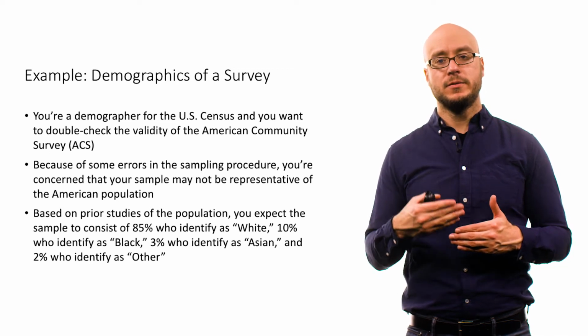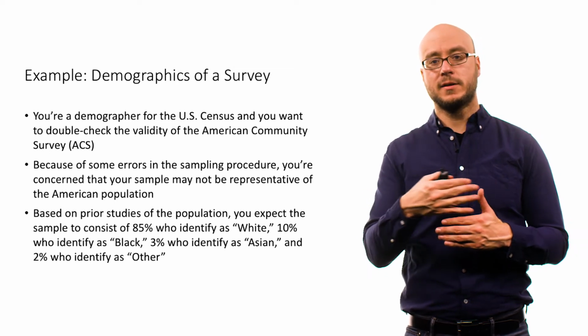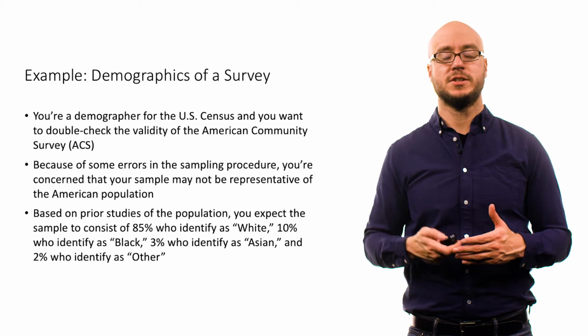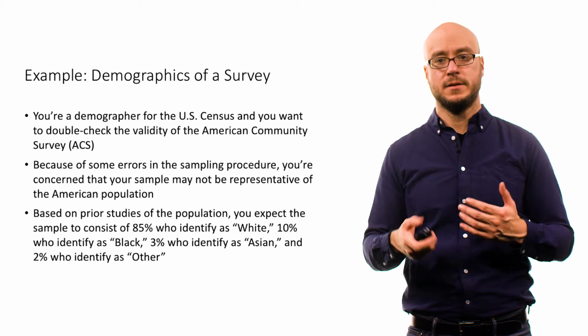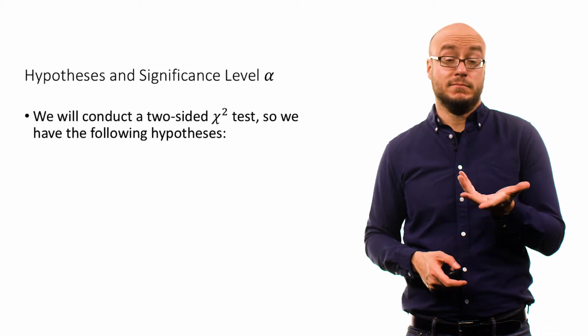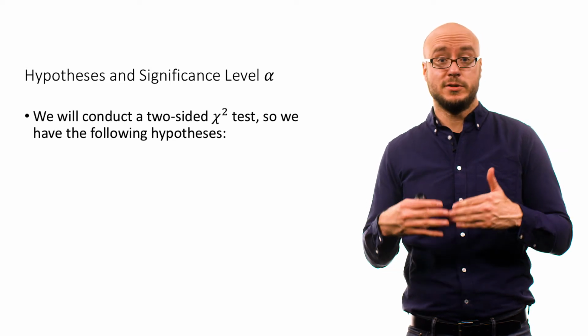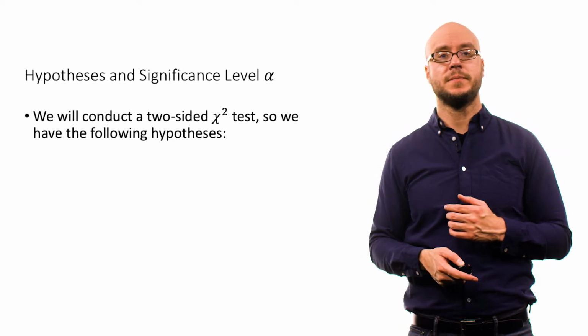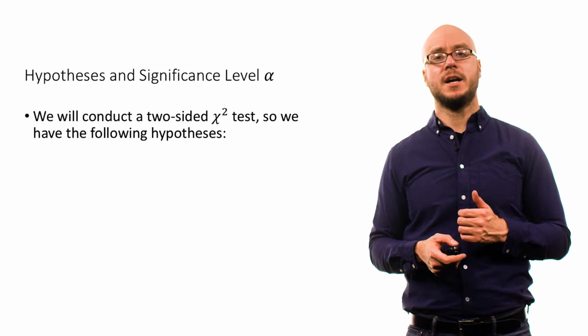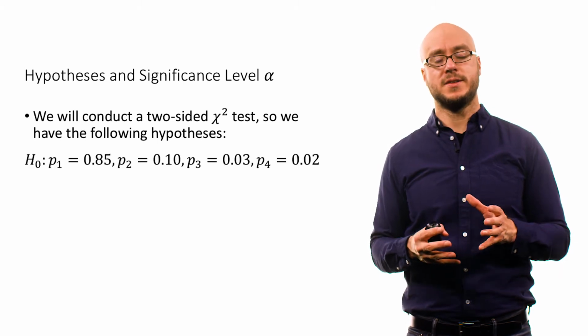And the idea is that you have these expected or claimed proportions or percentages in the population. You want to use your data to make a chi-square one-way goodness of fit test. Does your data conform to this distribution? So we're going to conduct a two-sided chi-square test. So we have the following hypotheses.